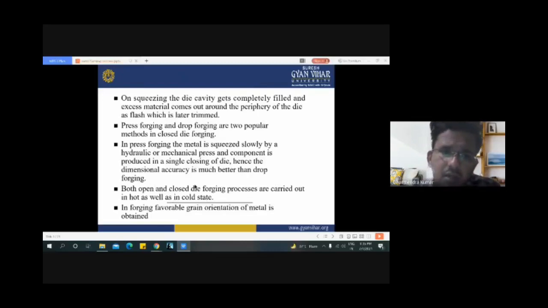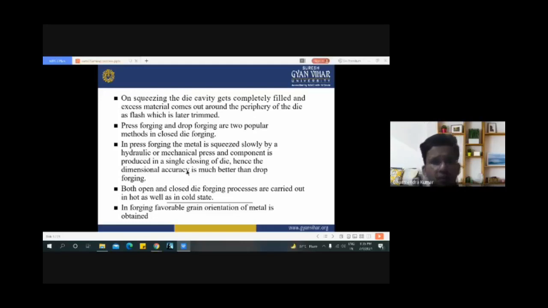Now, another is the press forging process. Press forging and drop forging are two popular methods in closed die forging. Basically, closed die forging is divided into two groups: press forging and drop forging. In press forging, the metal is squeezed slowly by a hydraulic or mechanical press, and the component is produced in a single closing of the die. Hence, the dimensional accuracy is much better than drop forging.